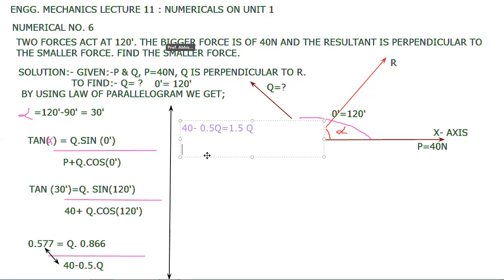This you can solve on your calculator. After that, solving it further, 1.5q plus 0.5q will result into 2q, and therefore in the end you will get q equal to 20 Newton. So this value you get at the end. So this is your answer.